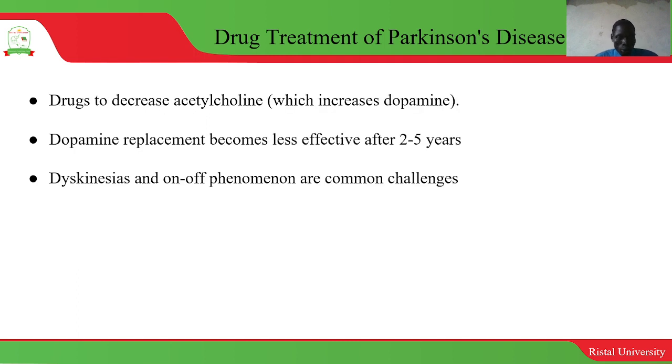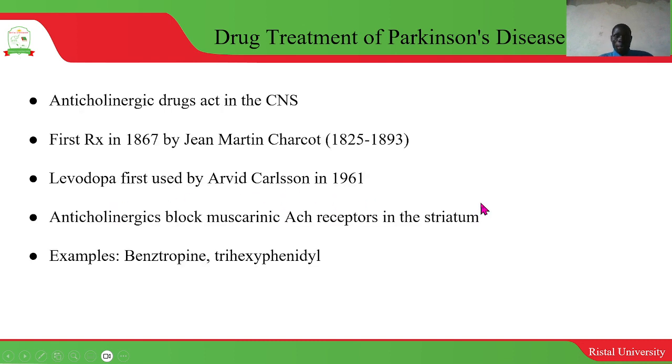Also, we have drugs that we give to increase acetylcholine. We say that acetylcholine was the counter of dopamine. So if we have drugs that can also increase this, because we are lacking dopamine, it will also help bring some balance. Dopamine replacement becomes less effective normally after 2 to 5 years. So you can see we only have a narrow window really for this particular replacement. Dyskinesias and the on-and-off phenomenon are very common challenges.